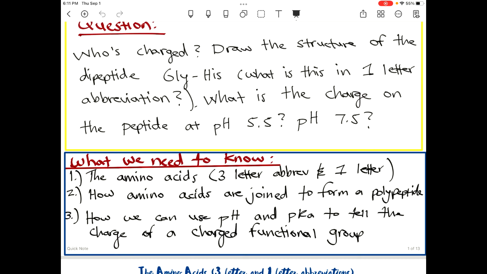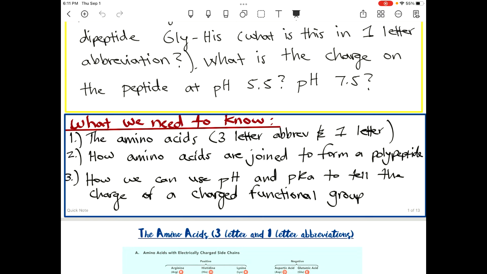We're also going to talk about how amino acids are joined to form a polypeptide. A polypeptide is just a chain of amino acids. So how does that happen? How do 2 amino acids come together to bond to each other? And we're also going to be talking about how we can use pH and pKa to tell the charge of a charged functional group. So basically, if we know the pKa of a functional group and we know the pH, how do we find what charge it is?